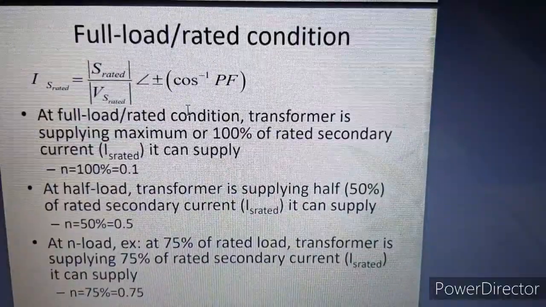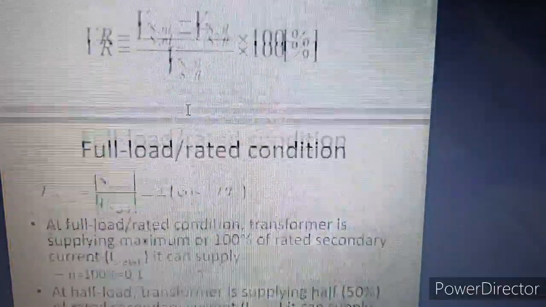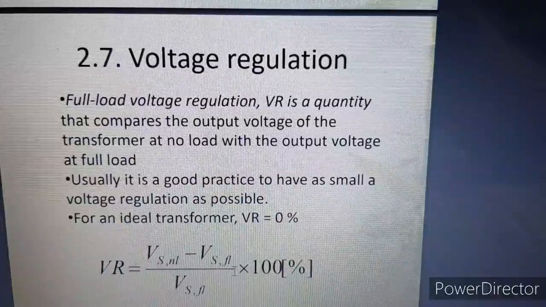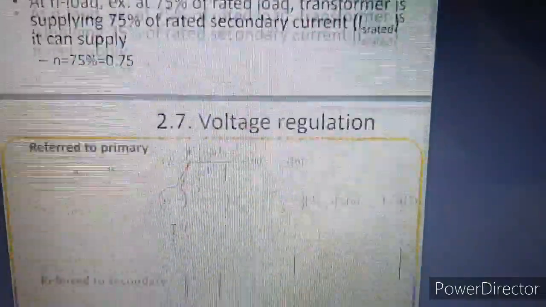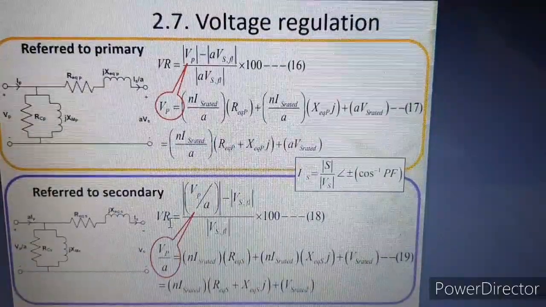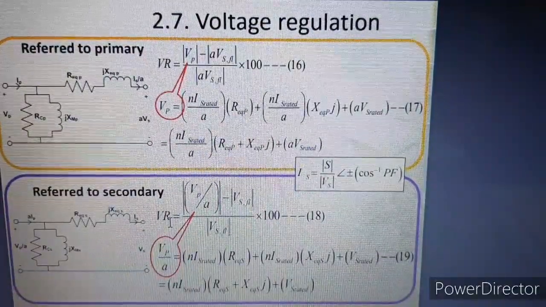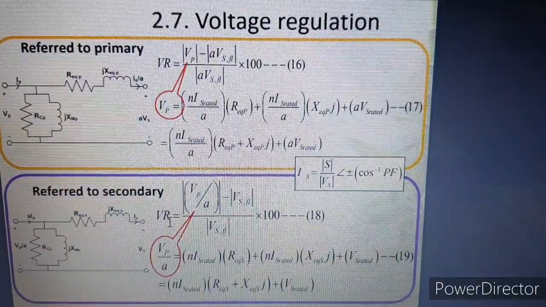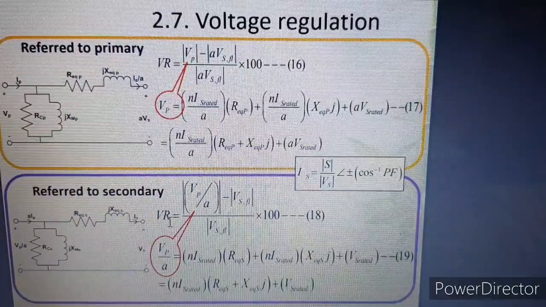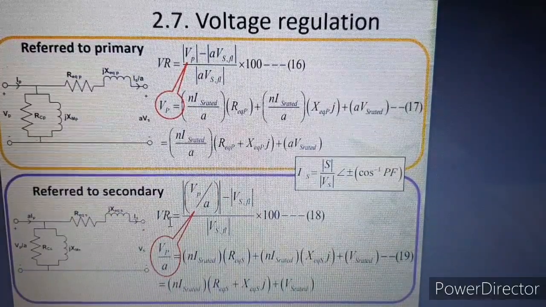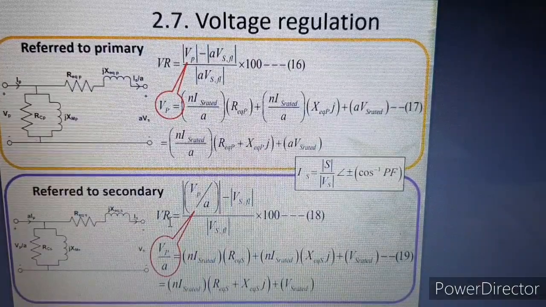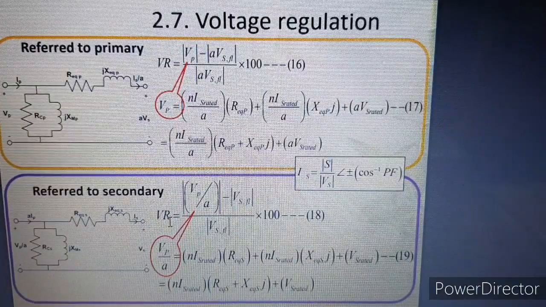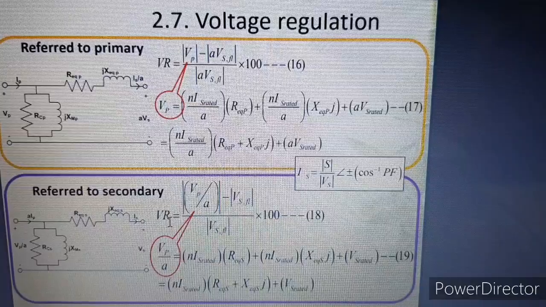Just now, the formula for VR is the general formula: Vs no load minus Vs full load over Vs full load times 100. But since we have two different approximate equivalent circuits, number 1 referred to primary and number 2 referred to secondary, therefore we will have two different sets of equations to calculate voltage regulation.